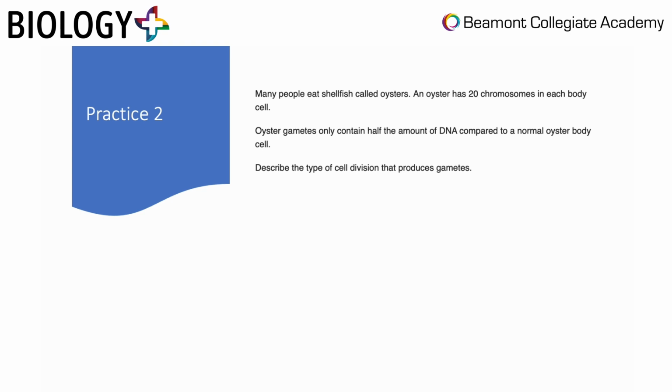Practice 2. Many people eat shellfish called oysters. An oyster has 20 chromosomes in each body cell. Oyster gametes only contain half the amount of DNA compared to a normal oyster body cell. Describe the type of cell division that produces gametes. Now, we have gone through the whole video looking at the 2 types of division. Which one do you believe it is? Can you describe that process? Pause the video, have a go, and then take a look at the GCSE mark scheme.